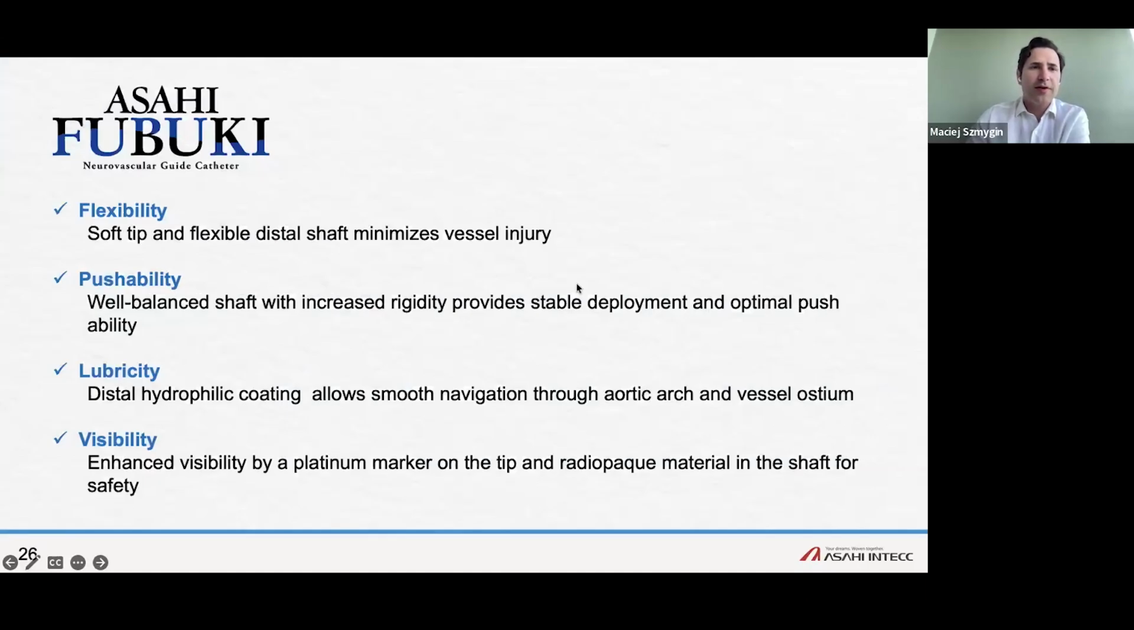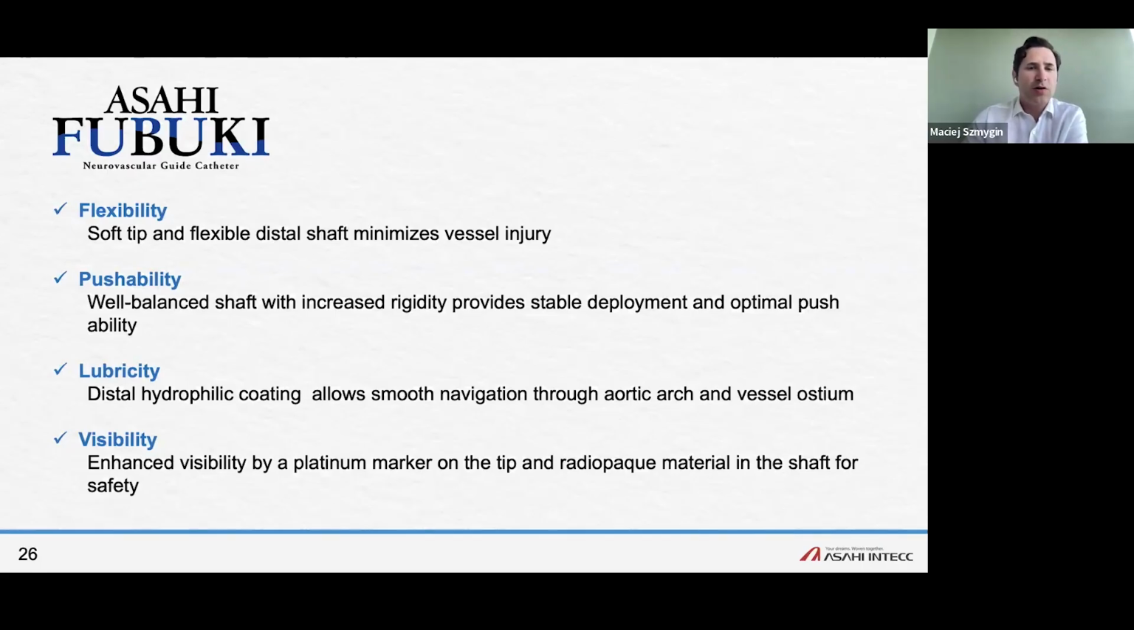Its main advantages, it's really that they're flexible when they need to. So they have soft tip and flexible distal shaft, which minimizes vessel injury, and we never experienced any vessel injury with FUBUKI catheter. Its pushability is really well, so it's really good. So it's flexible when it needs to, and it's rigid when it needs to as well. So it really provides stable deployment, optimal push.